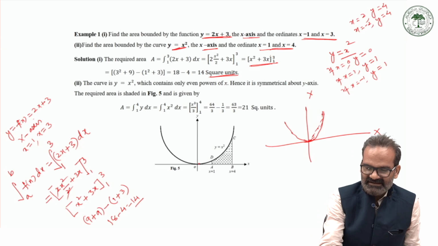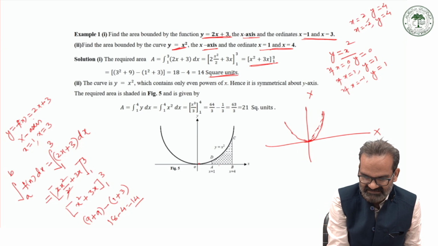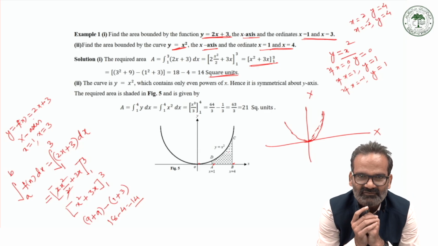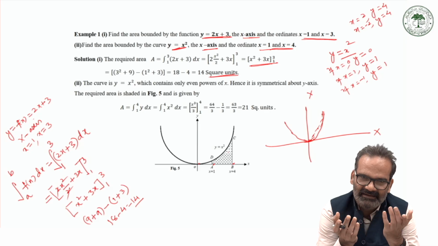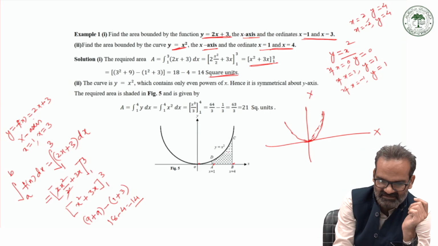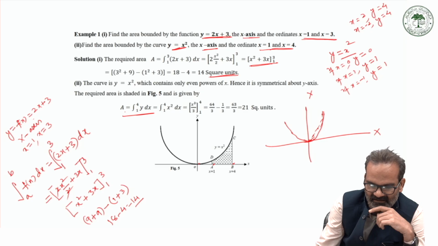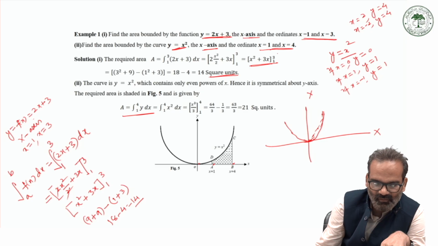Now determine its area from x equals 1 to x equals 4. See, this is the x-axis, this is the point A, x equals 1, this is the point B, x equals 4. Draw a perpendicular from here and here. So the shaded portion is the required area which we want to determine. And the area can be calculated by using the simple formula. The area is given by the integral from 1 to 4 of y dx.